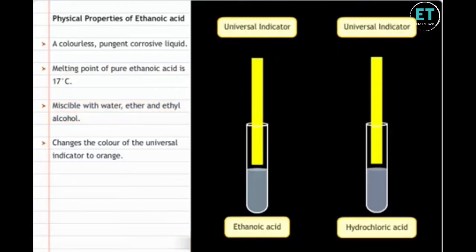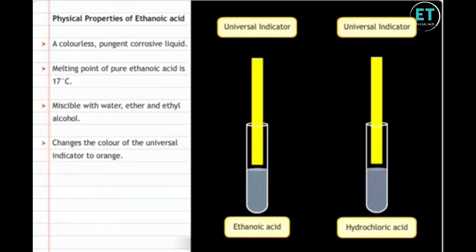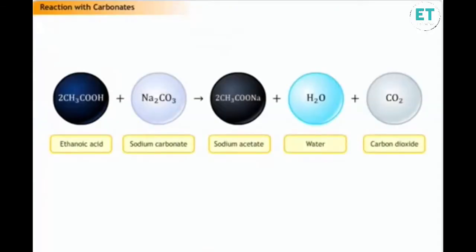Compared to mineral acids, it is a weak acid. Therefore, on testing for acidity using a universal indicator, ethanoic acid changes the color of the indicator to orange. Mineral acids like hydrochloric acid, on the other hand, change the color of the universal indicator to red. Let's now analyze the chemical behavior of ethanoic acid.